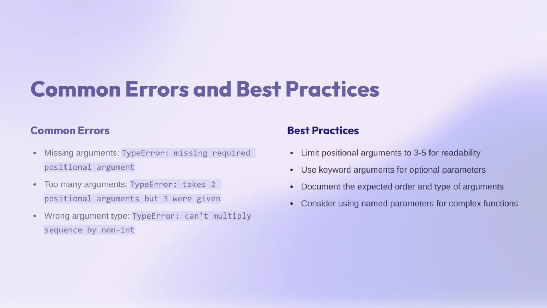So what are the best practices? You have to limit positional arguments to 3 to 5 for readability, and then use keyword arguments for optional parameters, and then you have to document the expected order and type of arguments, while also considering using named parameters for complex functions.